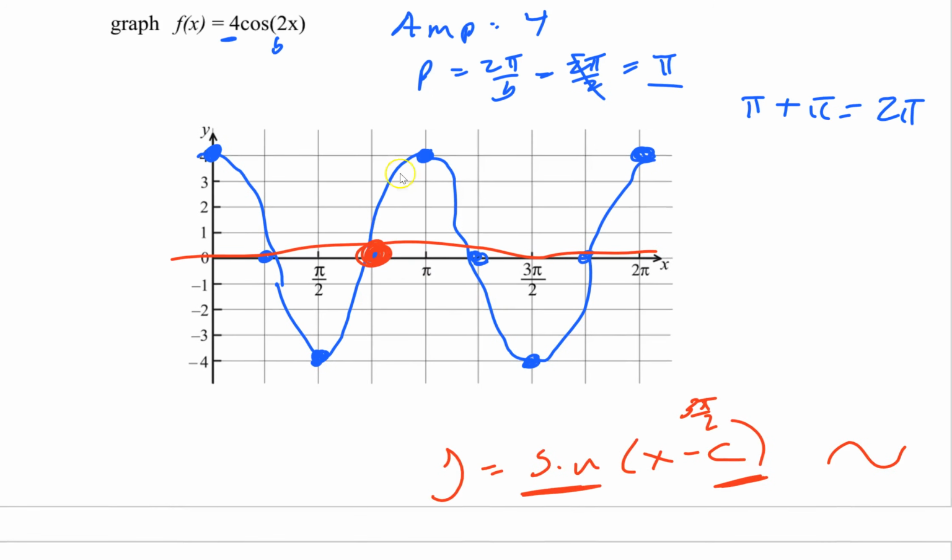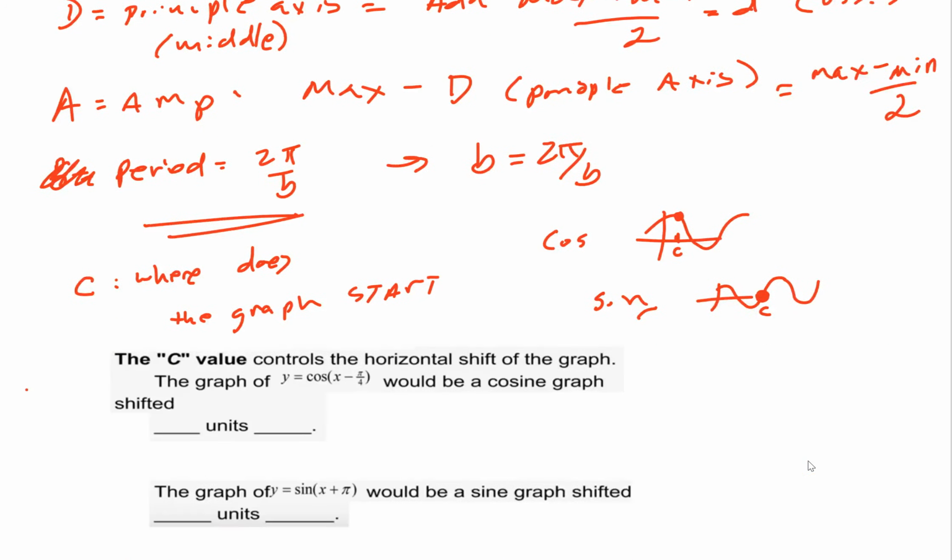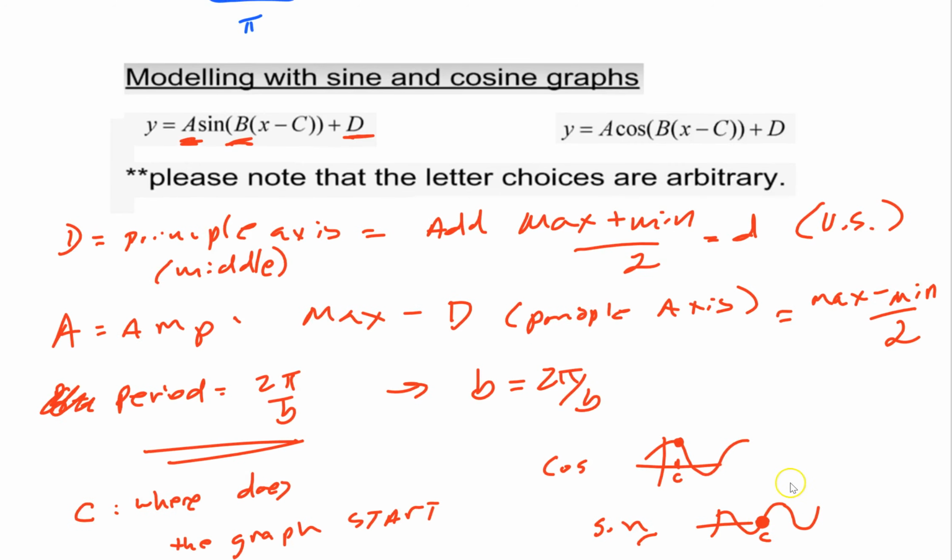So that's the idea of how you do C. Just figure out where the graph starts. If it's a sine graph, it should start in the middle, going up. If it's a cosine graph, it should start on top, going down. So that's the key there.